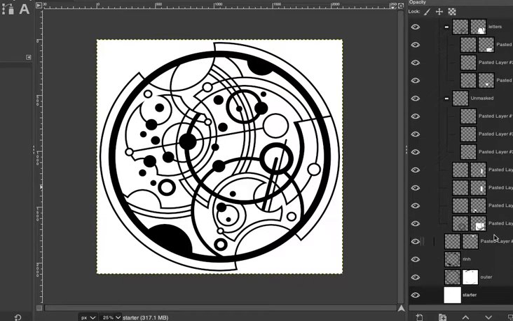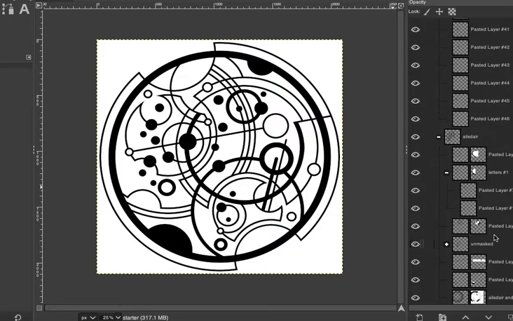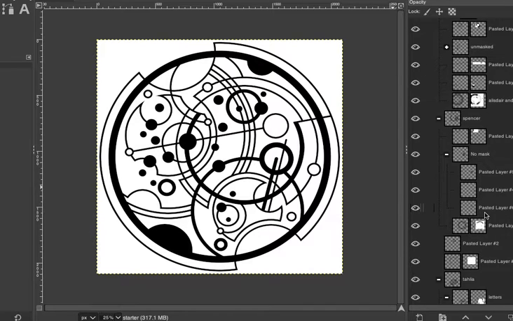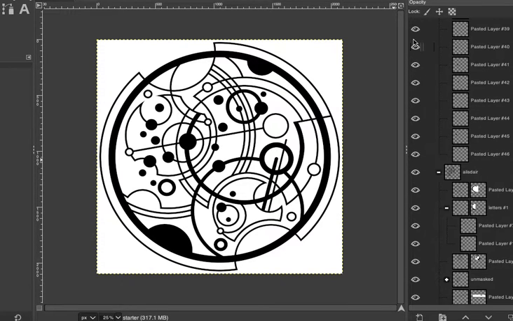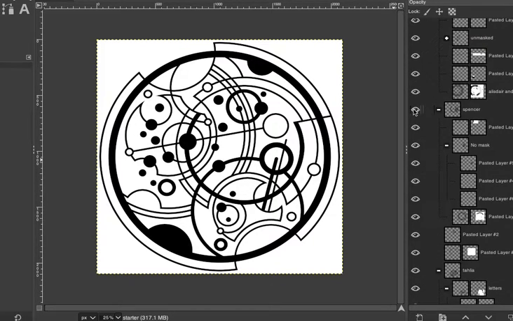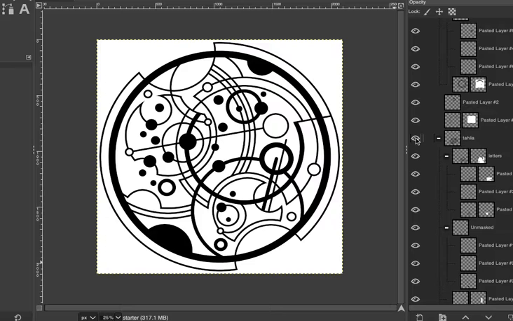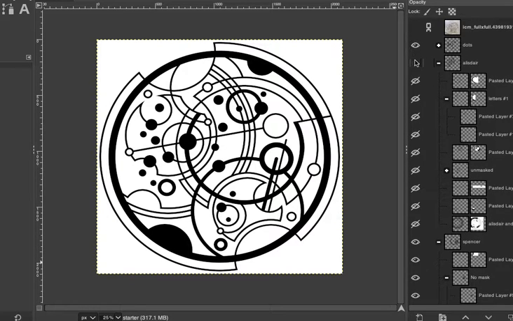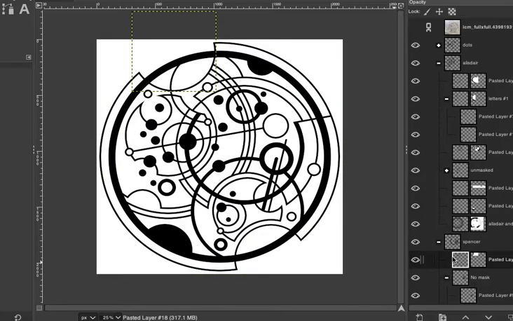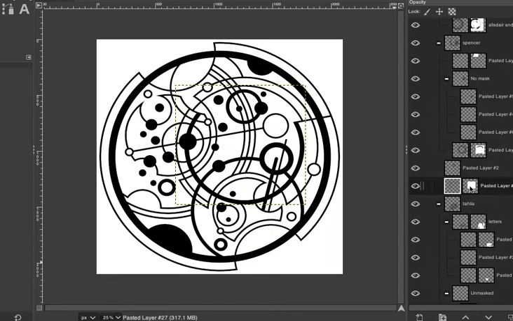Okay, pasted layer 27. Where is it? It should be in Spencer, but it's not because I got disorganized. These are my dots. Make the dots go away. Time to find the thing. It's this line. Did I, for some reason, put it in Talia? No. Where is it? Where is it? Ah, there it is. I found it.